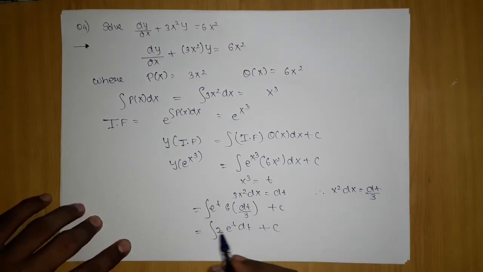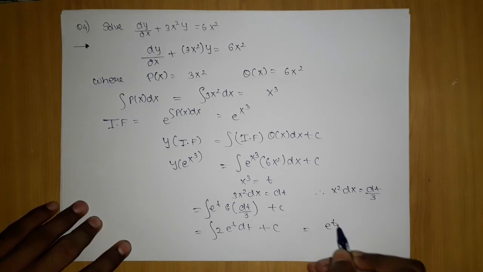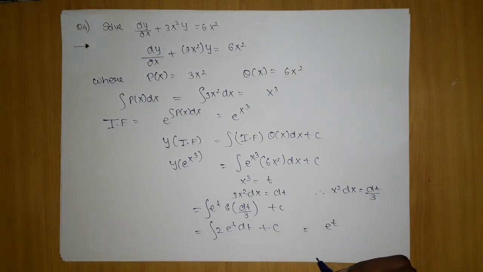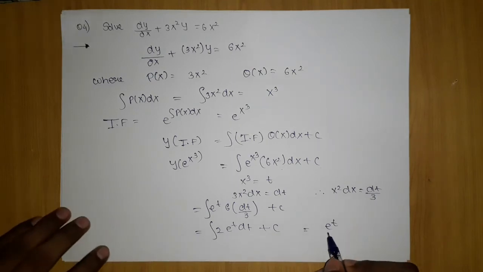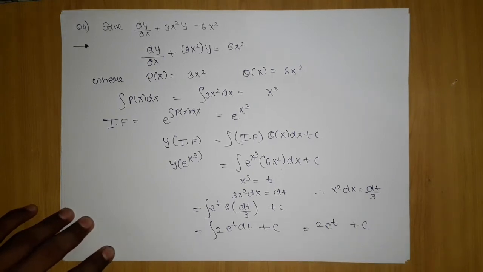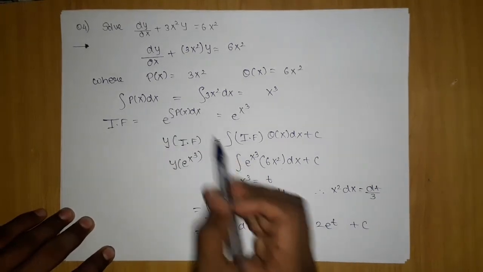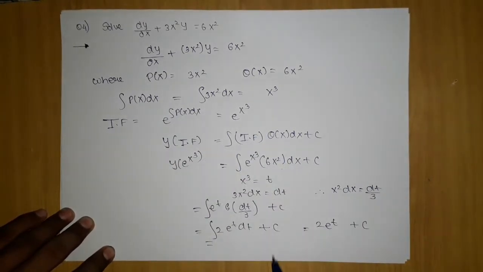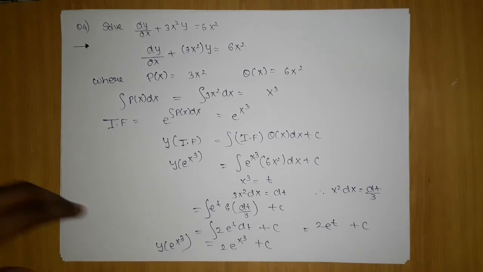Now if you integrate this, 2 will move out, and e to the power t divided by the differentiation of t in the denominator, which will be 1 only. So 2 e to the power t plus c will be our required answer. Now if you resubstitute t, which we have taken as x cube, we get y into e to the power x cube equals 2 e to the power x cube plus c. So this is our answer.